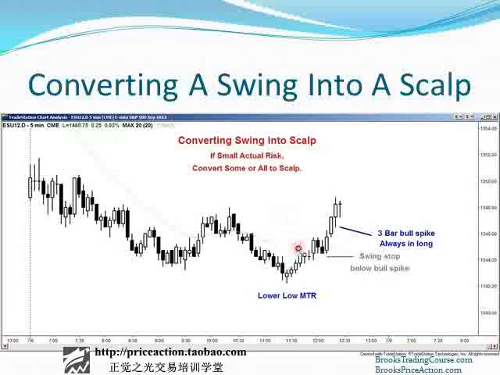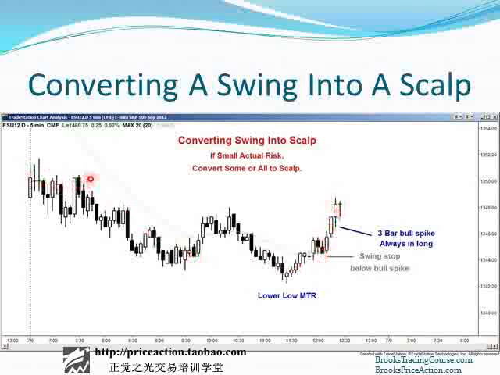For example, here we have a market that is becoming clearly always in long. We have a strong bull breakout, 3 strong bull bars, and it's getting late in the day. We're in the final hour. So the swing stop for anybody buying at any point and for any reason here would be below the bottom of the spike. This is after a lower low major trend reversal.